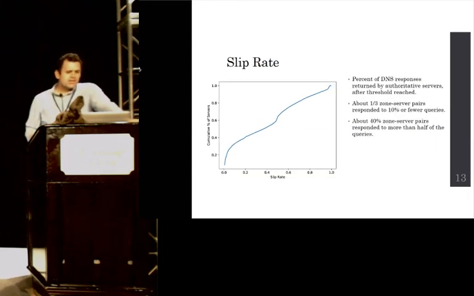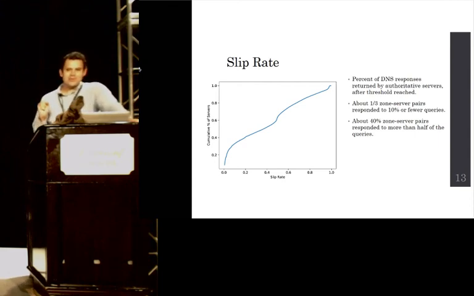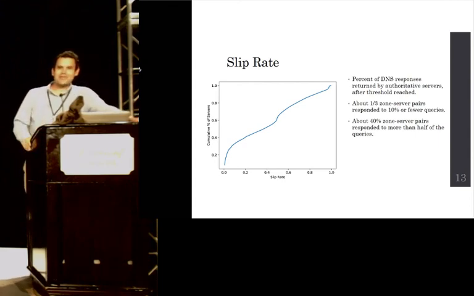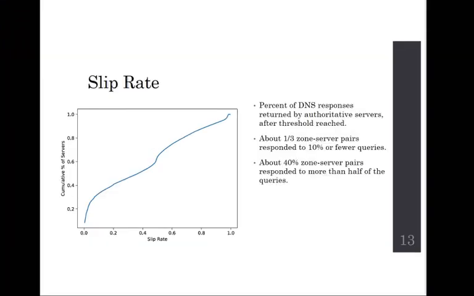Okay, when we look at this slip rate, now I have modified what might be known as the common definition of slip rate, or at least the way I've expressed it here. I've defined a slip rate, at least for the purposes of this, as the percent of DNS responses returned by the authoritative servers after the threshold was reached. Now I know this is expressed different ways in different DNS server configurations, but go with me here on what we're presenting.